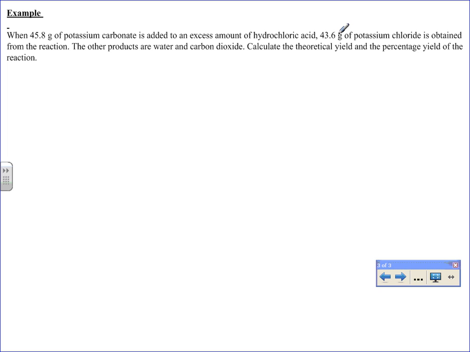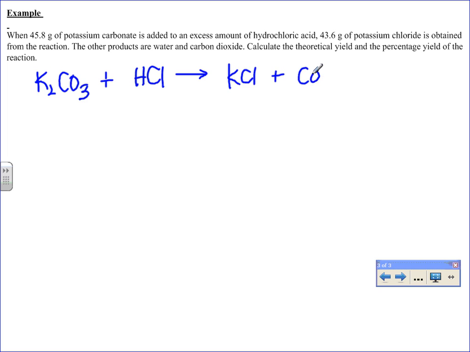So as always, the first thing that we need to do is write the reaction. Potassium carbonate has a formula of K2CO3, and we're going to add an excess amount of HCl. The products are potassium chloride, carbon dioxide, and water. So if we want to balance this equation, we have 2 KCl and 2 HCl. So what we're given in the question is that we're going to do an experiment with 45.8 grams of potassium carbonate.